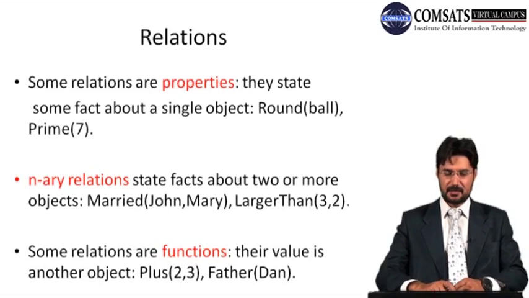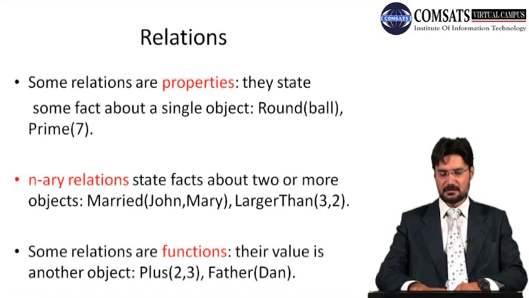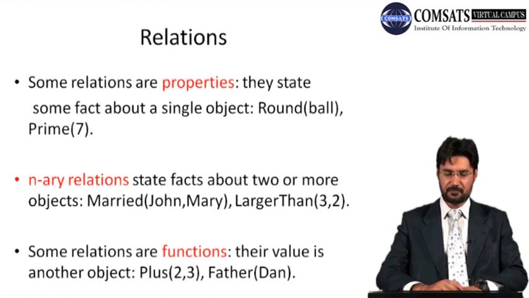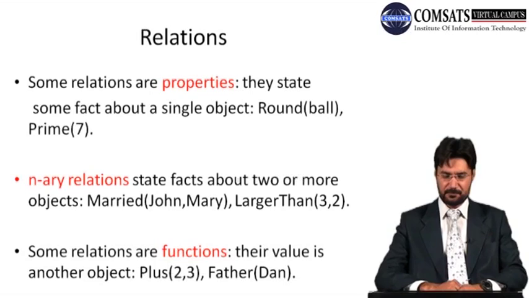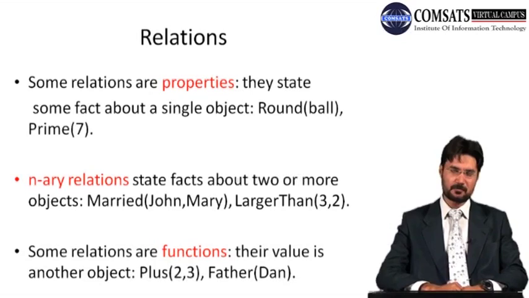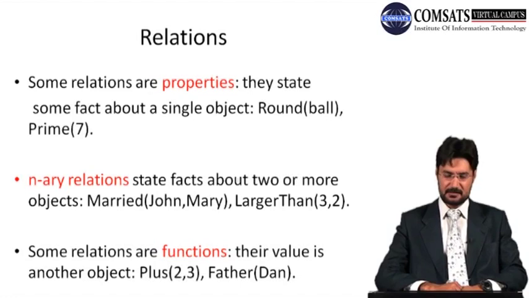An n-ary relation states facts about two or more objects. Married(John, Mary). Larger than(3, 2). So we can use an n-ary relation between two things, and this relationship can be between more than 2 or exactly 2. Some relations are functions, and their value is another object. So if we are using some functions, this function can be a relation, and this relation will give you one object, because if we add plus 2 and 3, it will give you one object. Father(Dan). So then we can say whether he is a father or not.